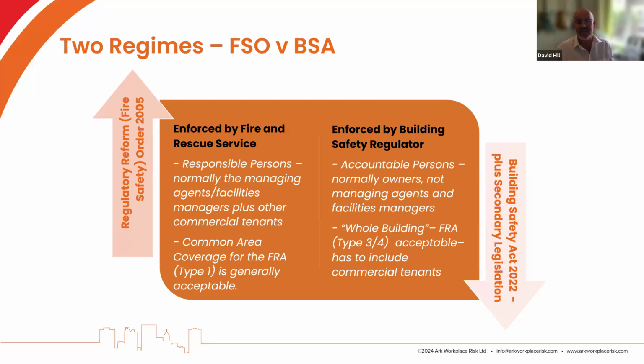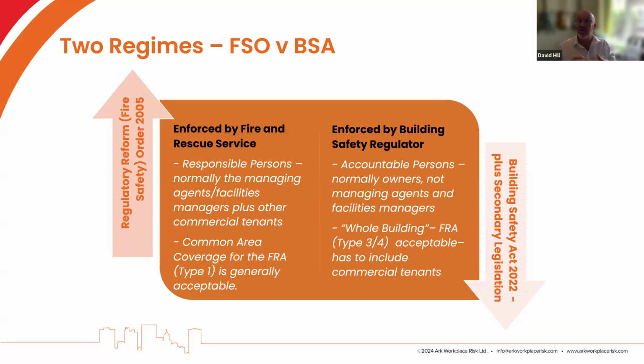And that generally means that for managing agents and facilities managers, that's going to be the common areas. And it still is the case that common area coverage of a fire risk assessment, or if we're a residential block of type one, is generally going to be acceptable. And that's still going to be perfectly acceptable in order to meet the requirements in many instances of the fire safety order. One caveat on that is that we are seeing on a much more regular basis now, fire and rescue services actually saying, you know what, this isn't applicable. We need to understand the risks associated with the tenants here. And they are often suggesting that people extend the scope, whether it's informally or formally via a notice, to actually extend the scope of the fire risk assessments. And we're seeing that on a much more frequent basis.